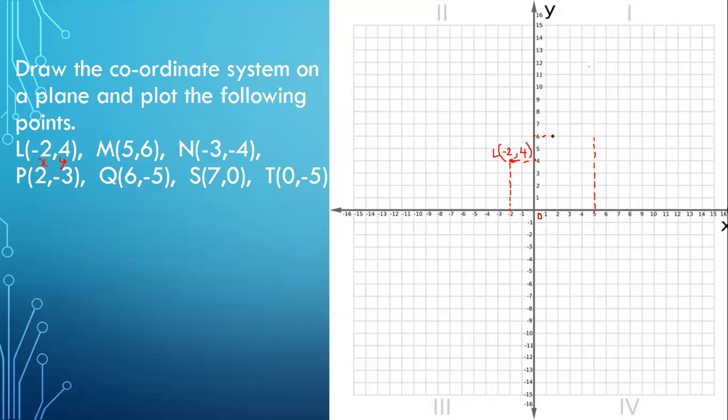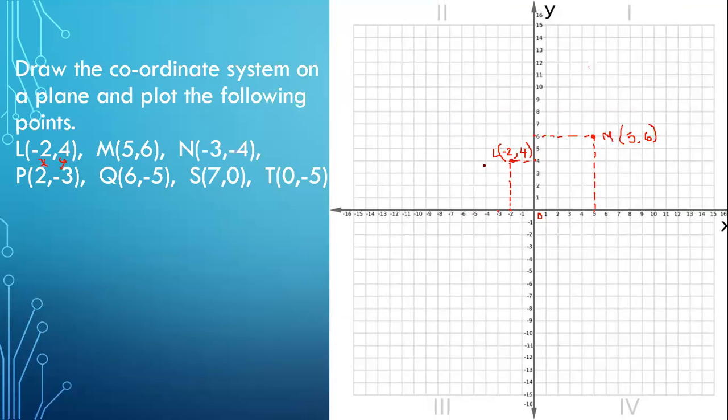And then from 6. And where both the lines meet each other, we can mark the point as point M and write in the bracket the coordinates (5, 6). The next point is N and the coordinates are (-3, -4). So on the x-axis, we can see -3 here.